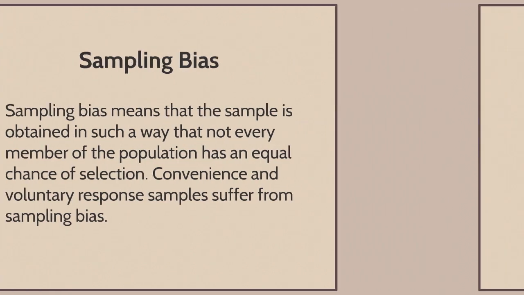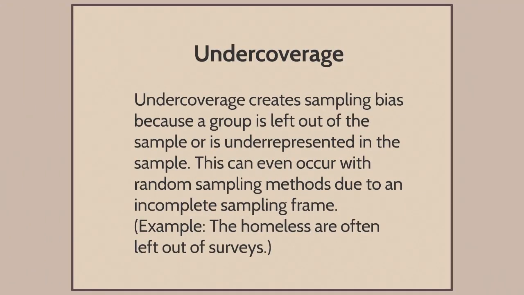The next type of bias is undercoverage. Undercoverage creates sampling bias because a group is left out of the sample or is underrepresented in the sample. This can even occur with random sampling methods due to an incomplete sampling frame. For instance, the homeless are often left out of surveys and even out of the United States Census, which is designed to count everyone in the United States.